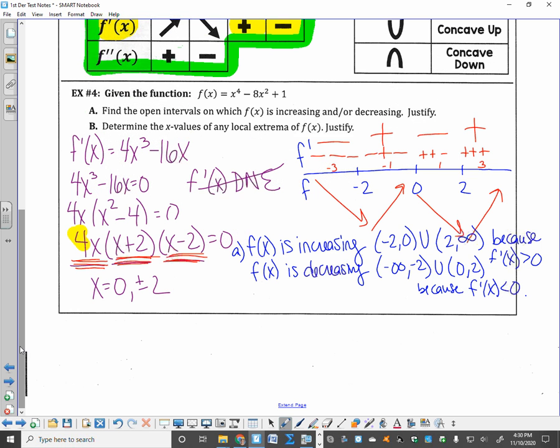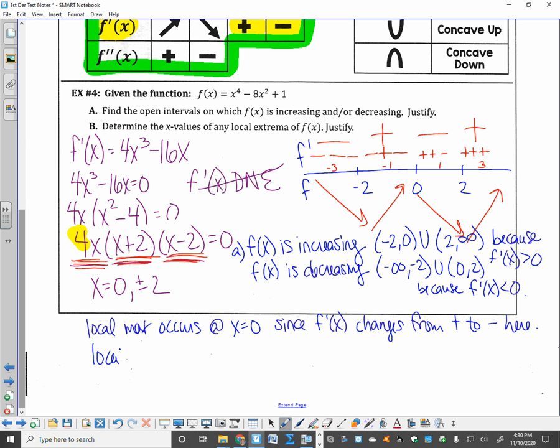Well, let's see. Local max occurs at x equals 0 since f prime changes from positive to negative here. Local min occurs at x equals -2 and 2 since f prime of x changes from, okay, now we're a min, so min's going to change from negative to positive here.